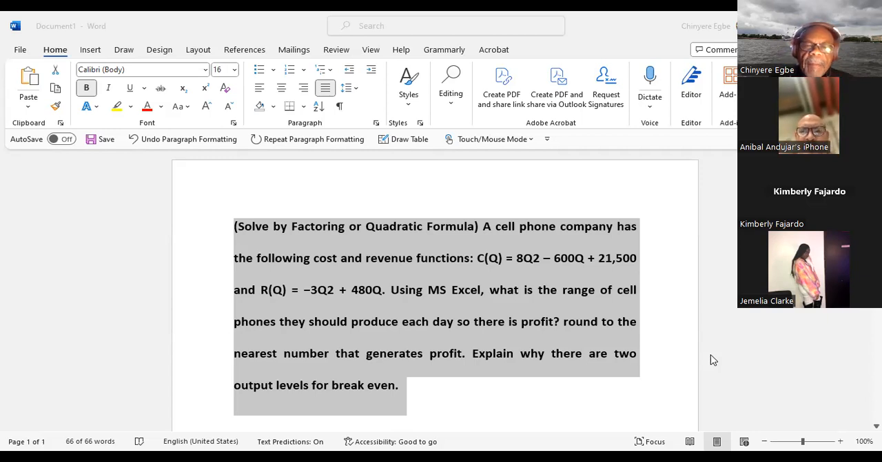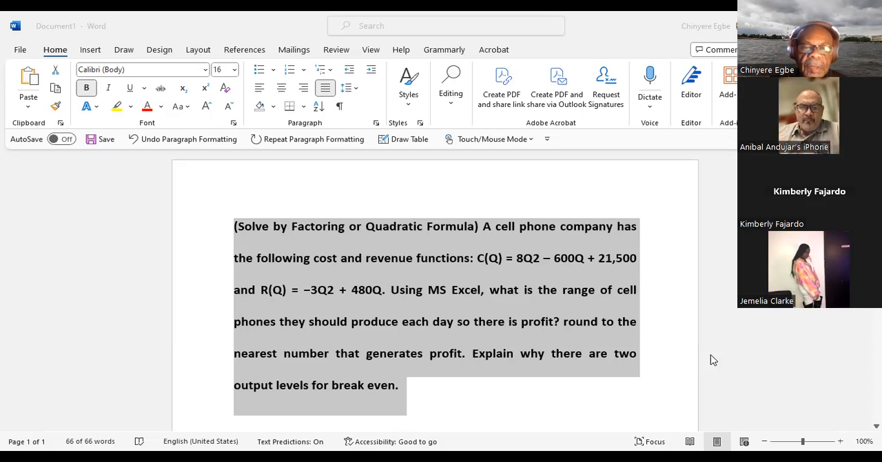Now, you remember when we did linear functions and we did break even, there was just one break even point. And it was on a linear function, and I'm going to illustrate that for you.